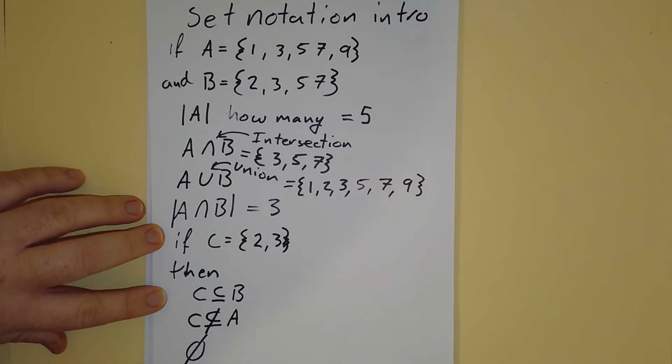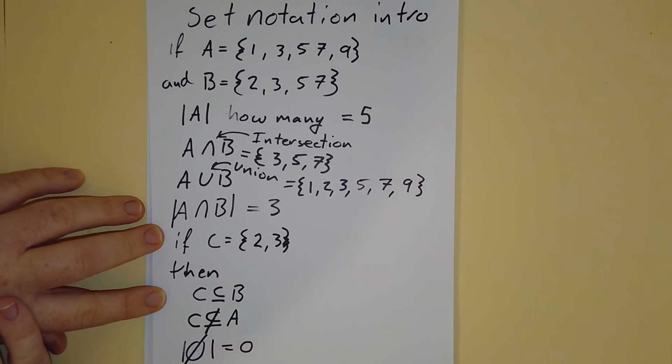And finally, this little notation, if I said that D was equal to a 0 with a line through it, just saying that there's nothing in the set. There's an empty set. So we'd say the size of the empty set would be 0.